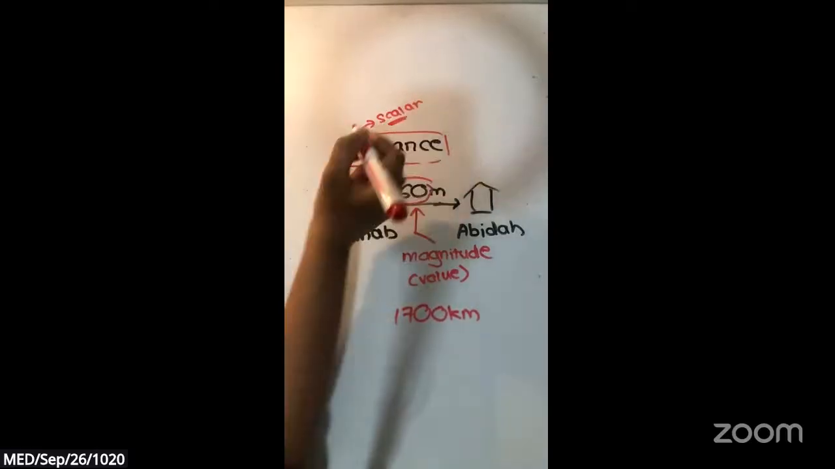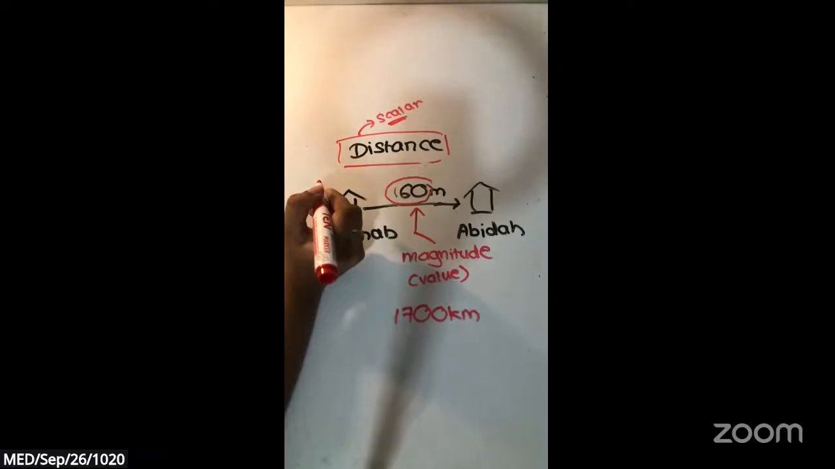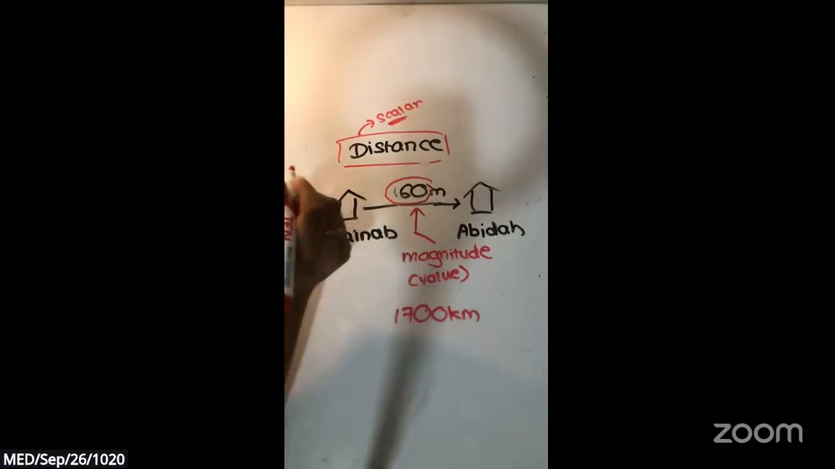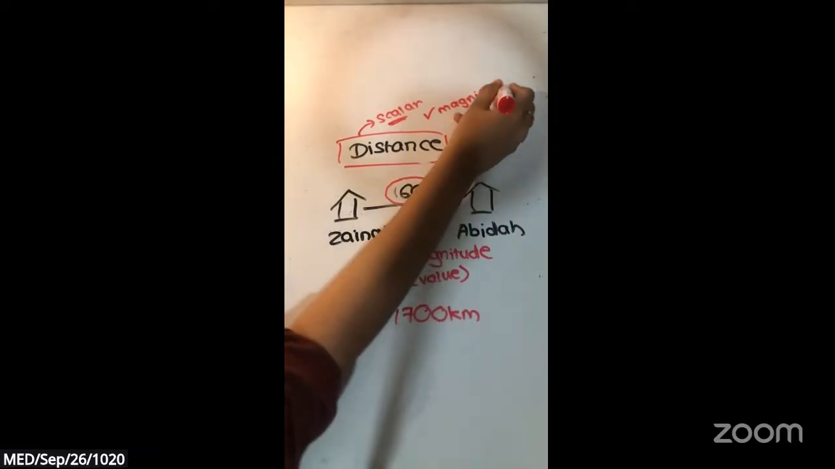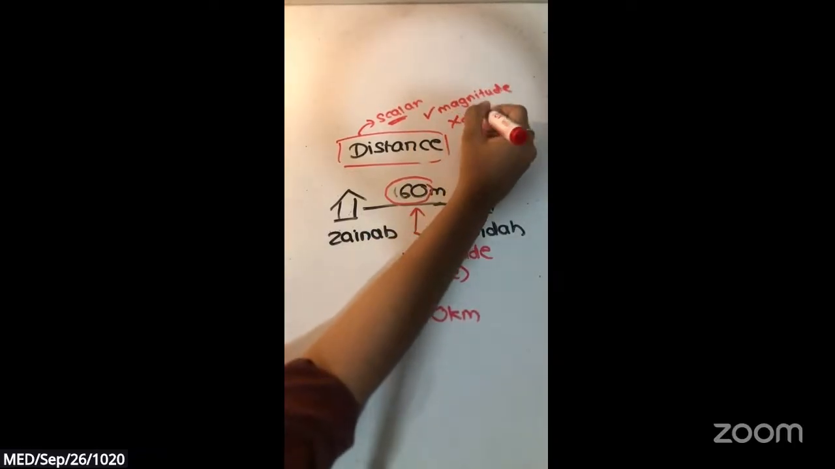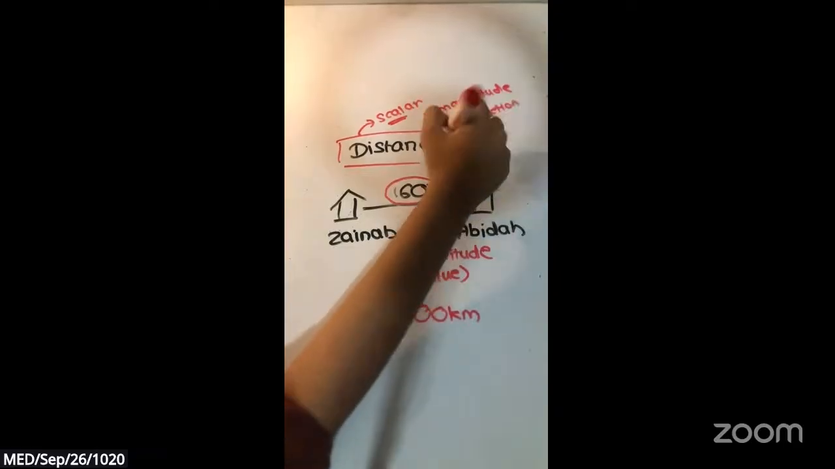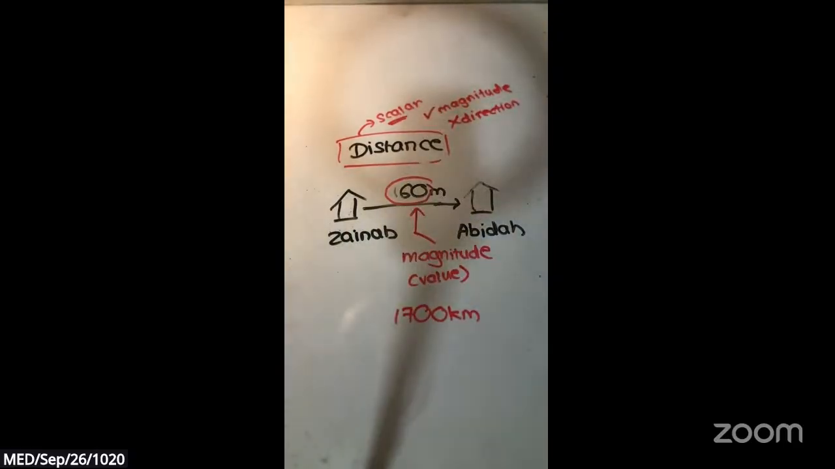What is a scalar? Scalar means something that only has a magnitude but no direction. It only has a magnitude, no direction. So one example is distance. Scalar quantities have a magnitude, a value, but not a particular direction. You can't really say go to the left, go to the right, go to the north, go to the south. There is only a value, only a number to it.